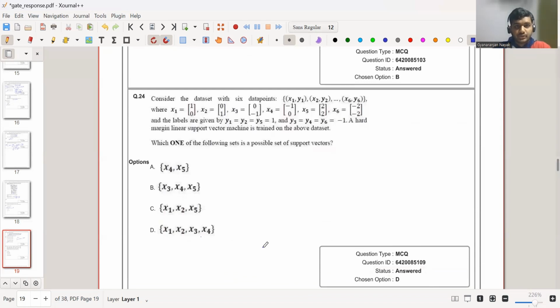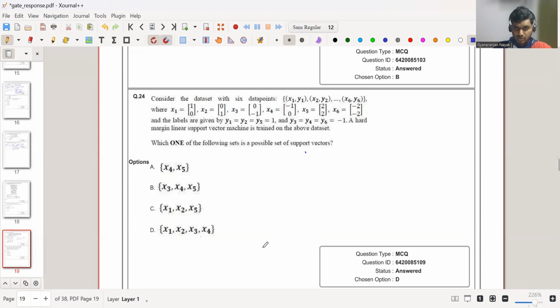Consider the data set with 6 data points, that is x1, y1, x2, y2, etc., x6, y6. The labels are given by y1 equal to y2 equal to y5 equal to 1, and y3 equal to y4 equal to y6 equal to -1. A hard margin linear support vector machine is trained on the above dataset. Which one of the following is a possible support vector?